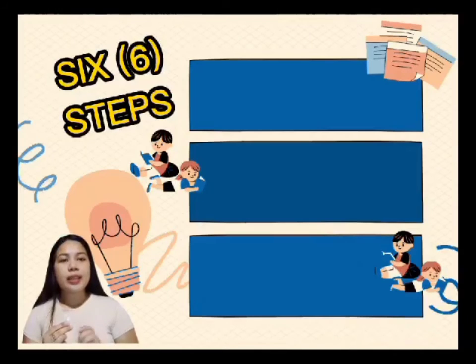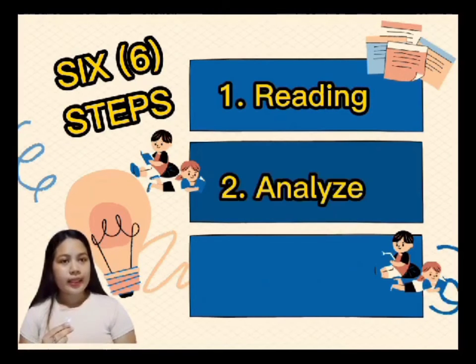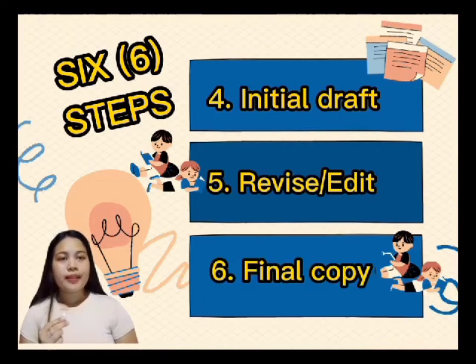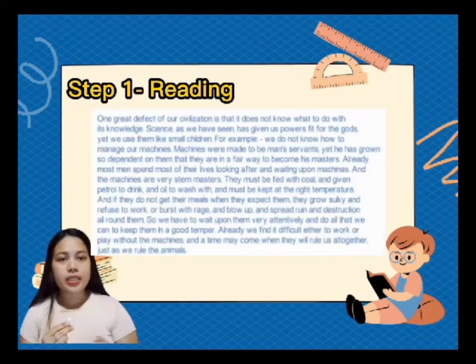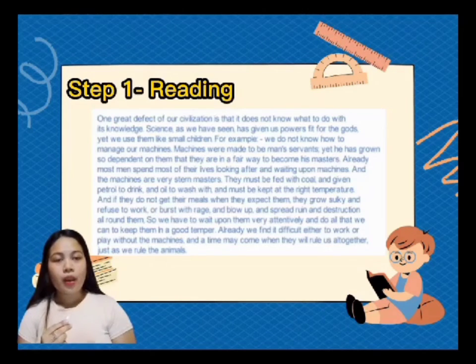And there are 6 steps to precis writing. These are reading, analyze, title, initial draft, revise, and the final copy. Let's learn each step one at a time. Step 1, reading. Carefully read the passage several times and understand clearly its main theme or the general meaning.